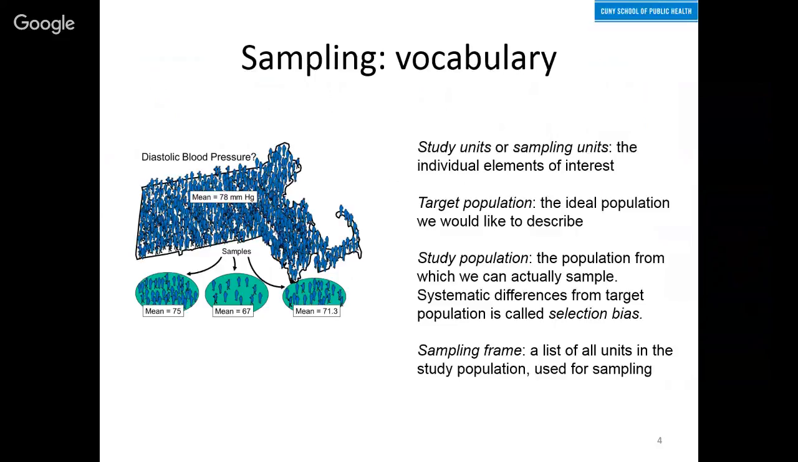The target population is the idealized population that we are trying to make inference about based on our sample. And the study population is who we are actually sampling from, which ideally would be the same as the target population, but if there are some individuals in the target population who are excluded from sampling, then they may differ. And those kinds of systematic differences introduce selection bias. And finally, the sampling frame is just a list of all of the units in that study population, and this is required for random sampling.